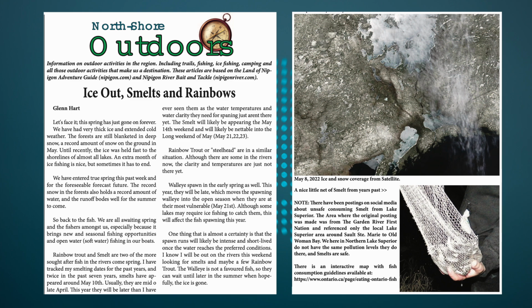The smelt will likely be appearing the May 14th weekend and will likely be nettable into the long weekend of May. Rainbow trout or steelhead are in a similar situation. Although there are some in the rivers now, the clarity and temperatures are just not there yet. Walleye spawn in the early spring as well. This year they will be late, which moves the spawning walleye into the open season when they are at their most vulnerable, May 21st.